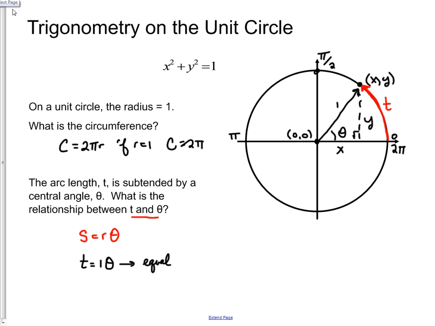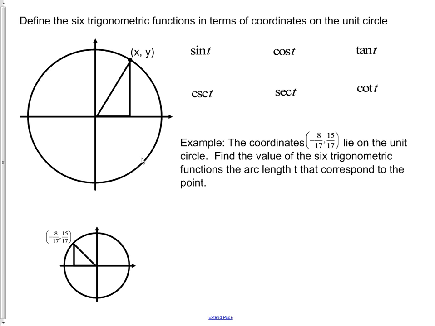And this is a fact that we can use to help us define our other trigonometric functions. So if we imagine that we start trying to take sine and cosine and tangent, etc., of the arc length t, it corresponds exactly to our central angle theta. And since we're on a unit circle and t is equal to theta, then we can say some of the following definitions right here. Here's the value of x, here's the value of y, here's 1.